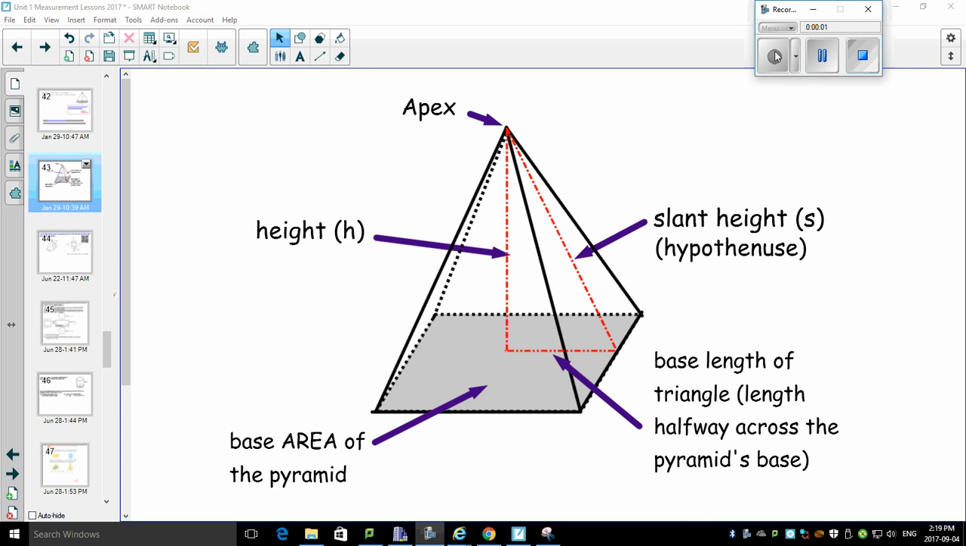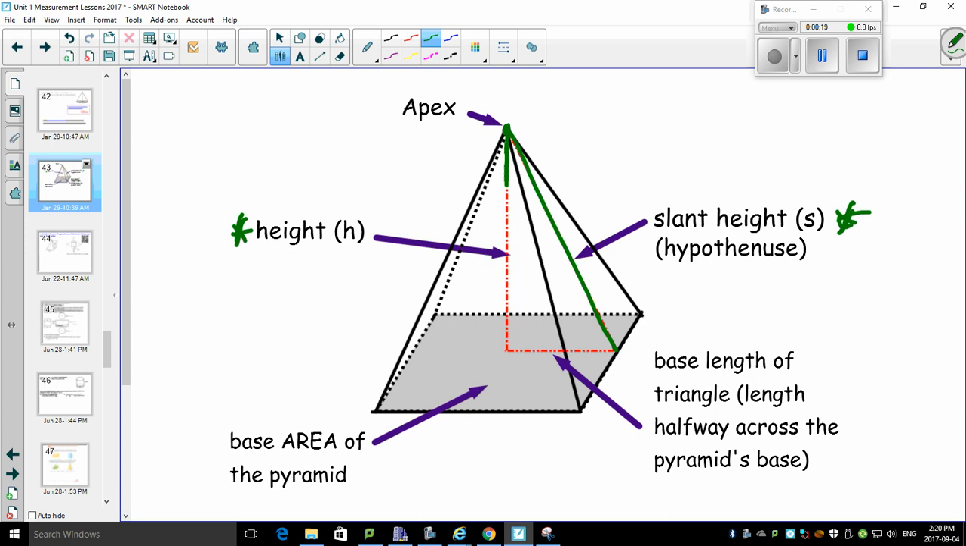Now that we've done cones, let's go on to pyramids. Some of the terminology is going to be exactly the same. For example, slant height. Yes, you've seen that before. It is, in fact, from the top here all the way down to the side, right down to this corner. You'll also notice that height is the same. Yes, it's from the top here all the way down to the center, right down here.